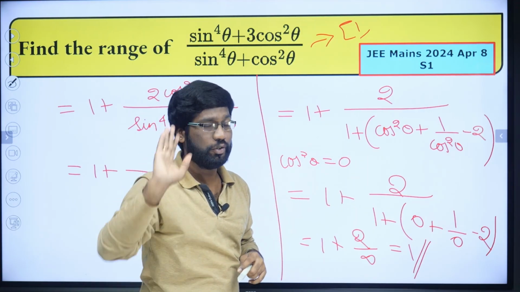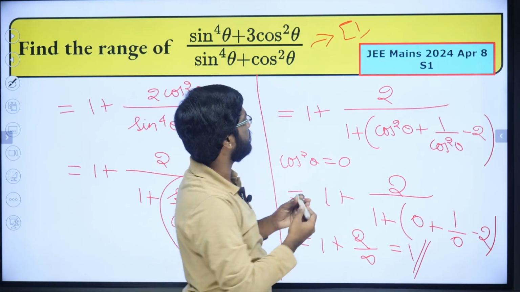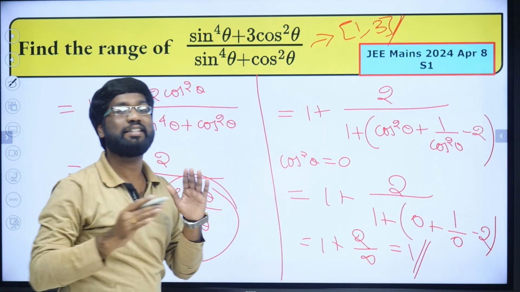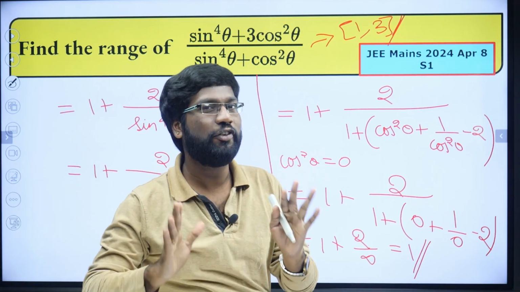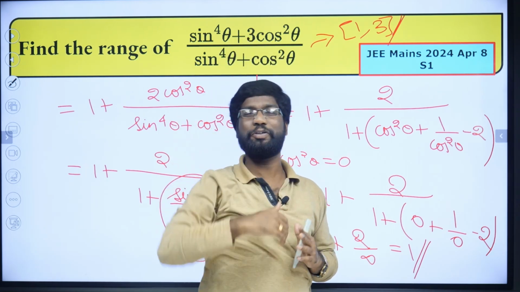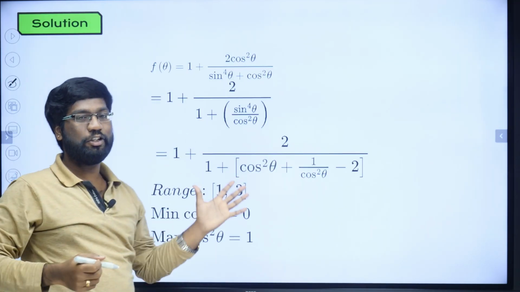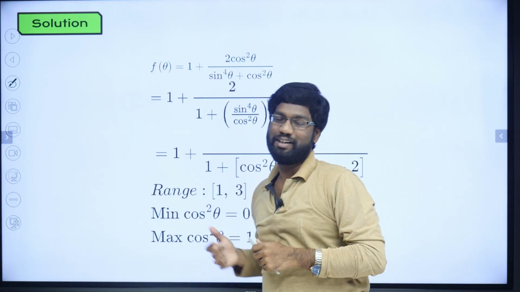I hope you understood it. If you have any doubt, please ask me in the comment section. Okay, my dear students. So 1 by 3 is the answer. So this is the final answer for our question. If you have solved it before I have solved, you are really great. Royal salute to you. So let me show you the solution. This is the solution for this problem.